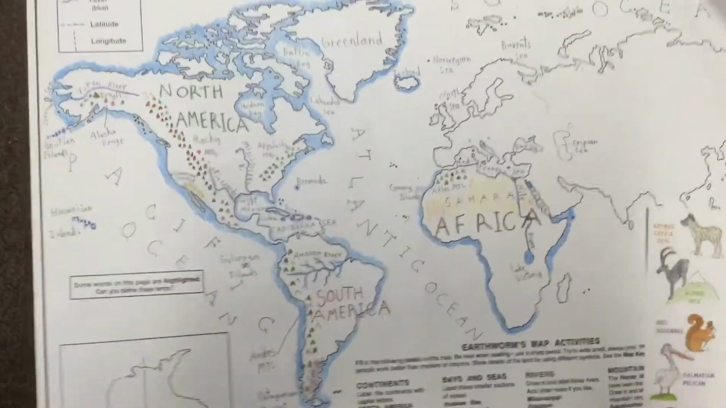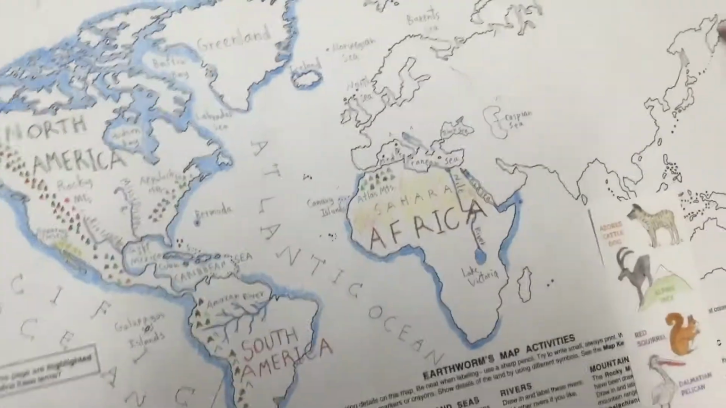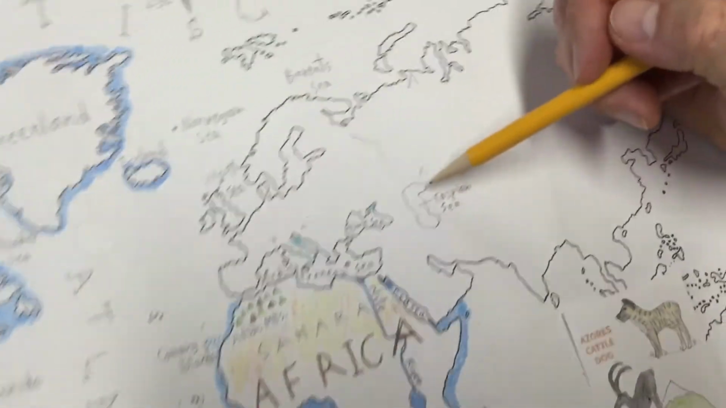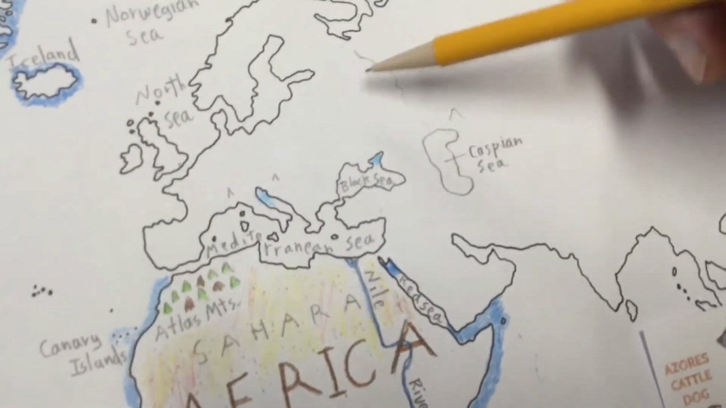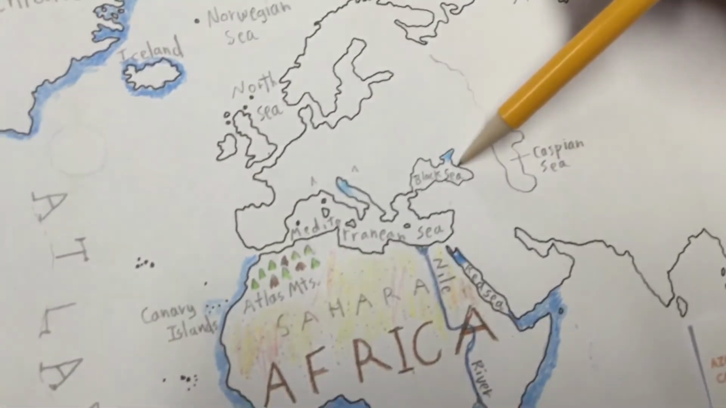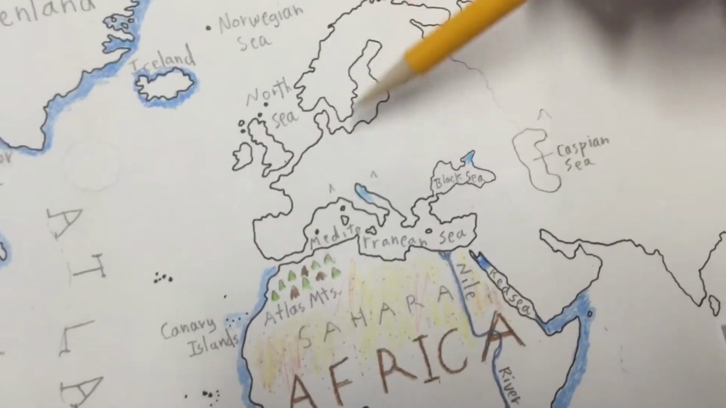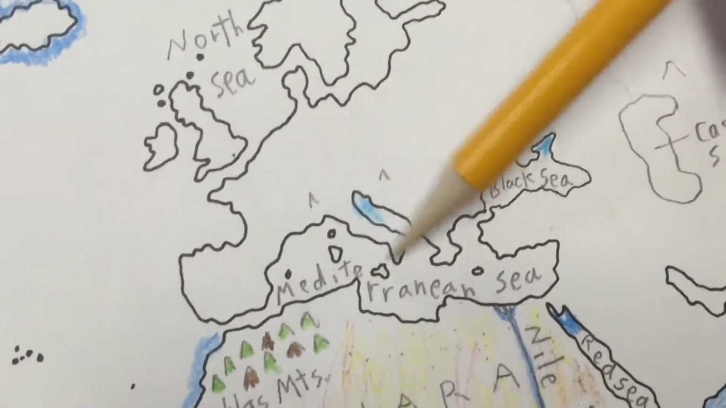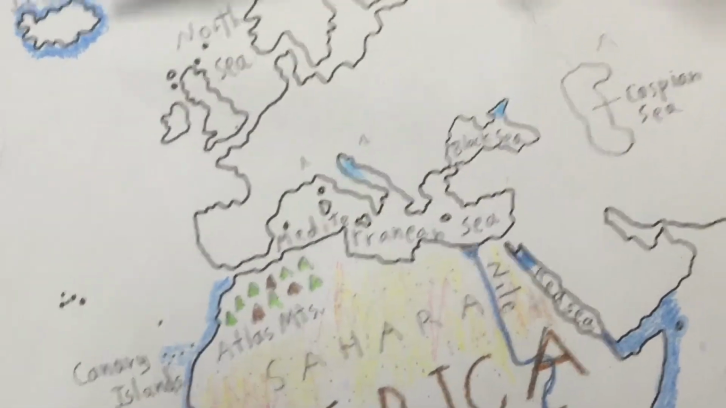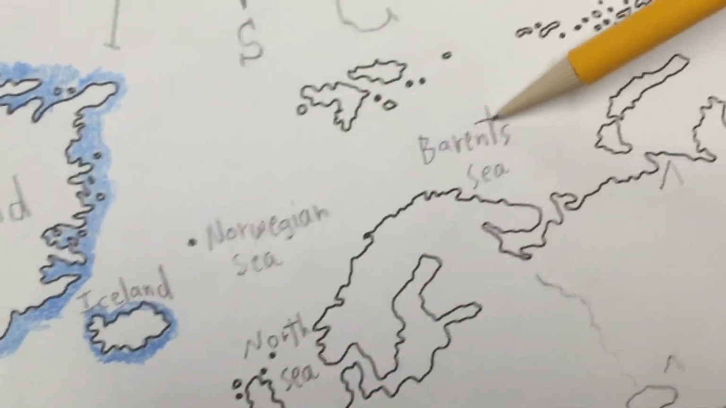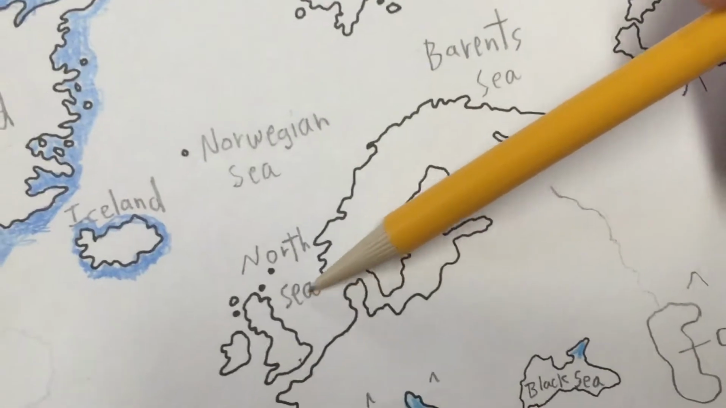We're going to start off by adding a body of water that is not on your map. It's called the Caspian Sea. Now you can see I've labeled a couple of other bodies of water on the map too. I've labeled the Black Sea, which leads into the Mediterranean Sea. I also added a couple up here too, the Barents Sea, the Norwegian Sea, and the North Sea.